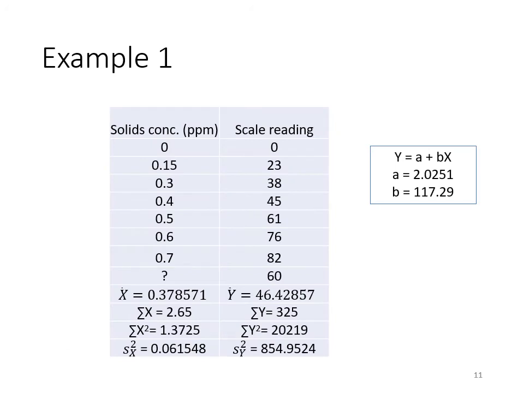So let's look at an example. As we've mentioned, we've generated this data. And we can use Excel to calculate the mean, the sum of all of our X values, and the sum of all of our Y values. This is the sum of the X values squared, the sum of the Y values, and the variance on X and the variance on Y.